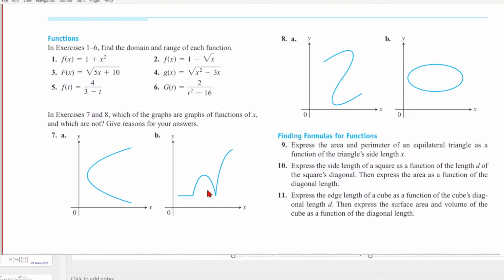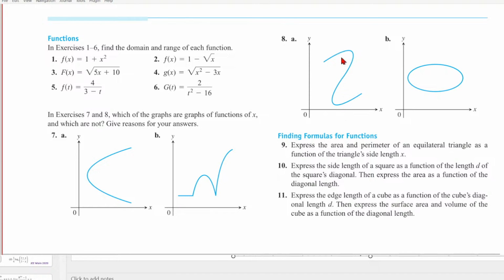Okay. What about this one? Sir, it is a graph of a function. It is a graph because for each x there is only one y. Two different x's have the same y. So for example, this x has the same y, that is fine. But one x cannot have two different y's. What about this one?